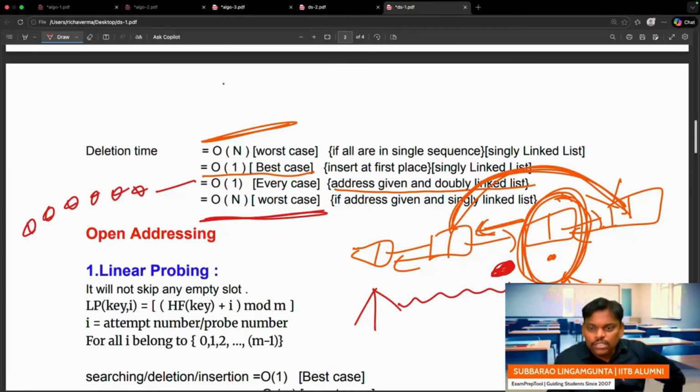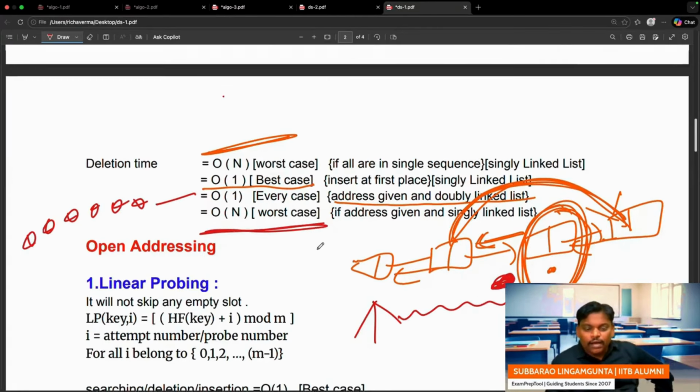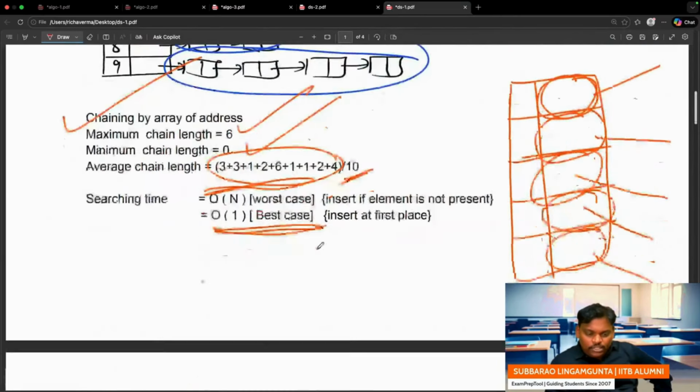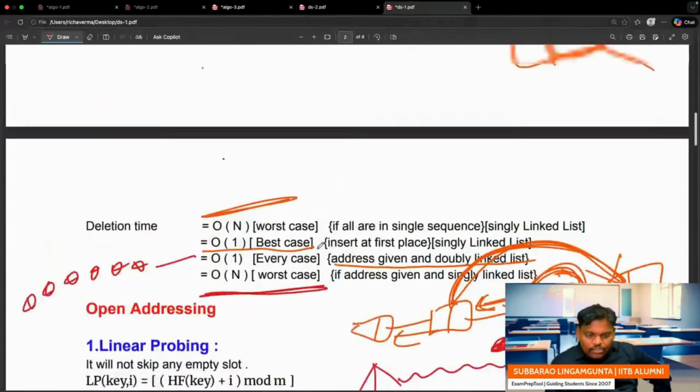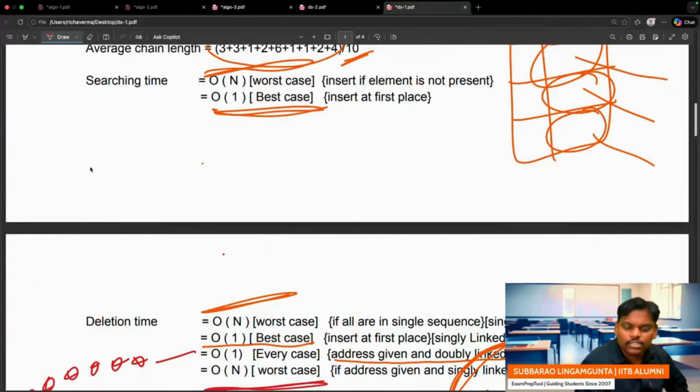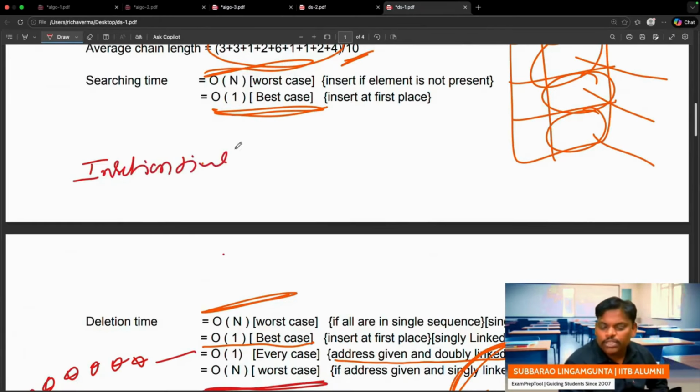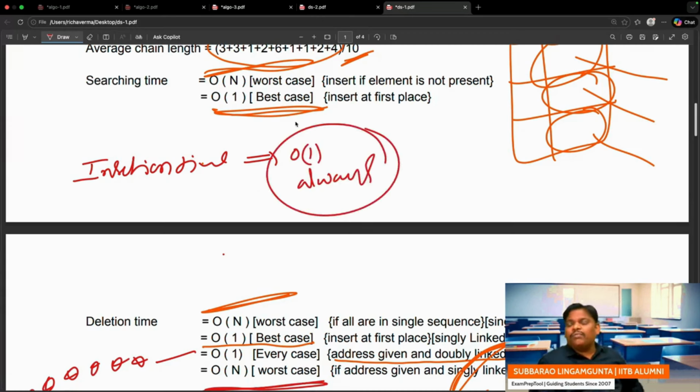New key insertion, beginning or ending. I think that is very interesting. I didn't write it here, so I will write it here. See, insertion time in the chaining. Please be careful. Insertion time is always order of 1. Always you can add at the starting. What is the requirement of adding at the end? No need. It's a very, very important point.